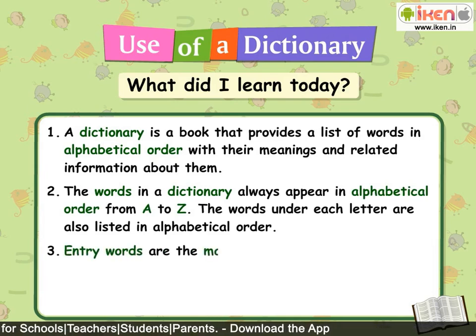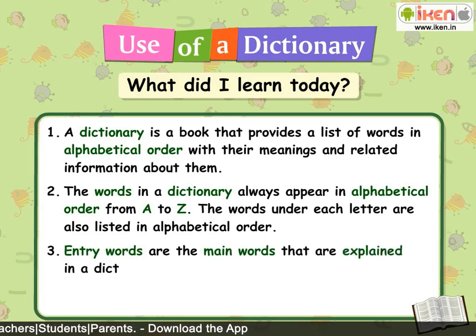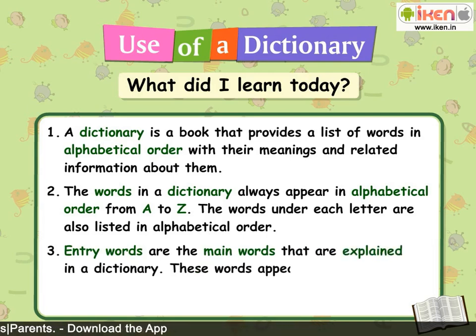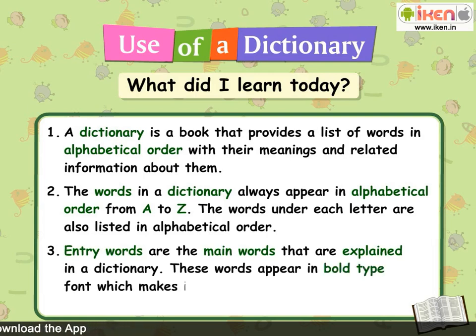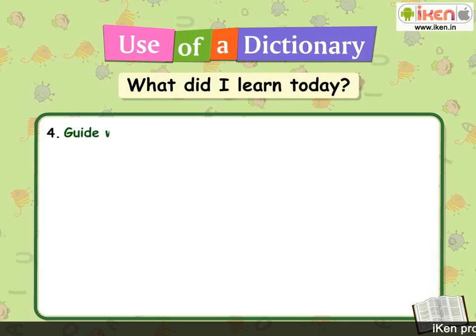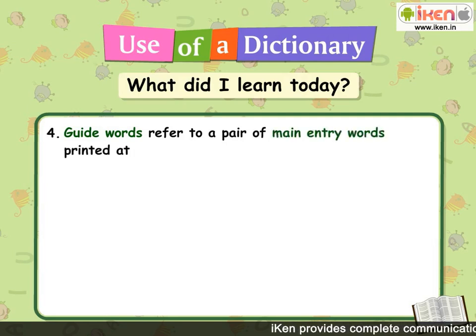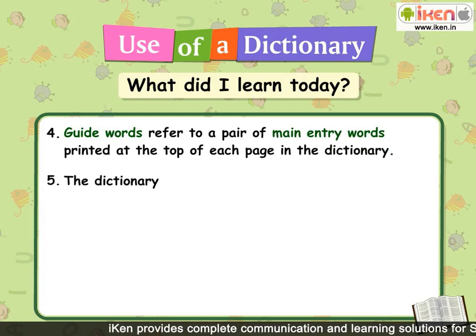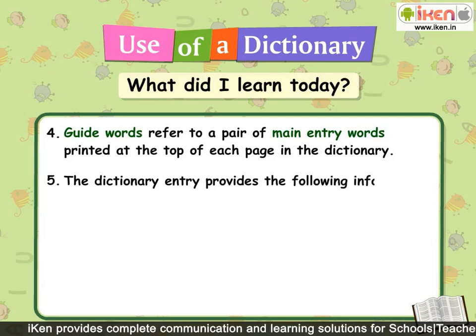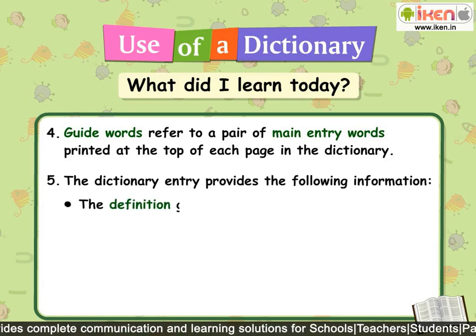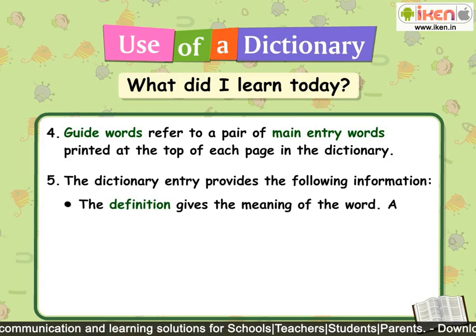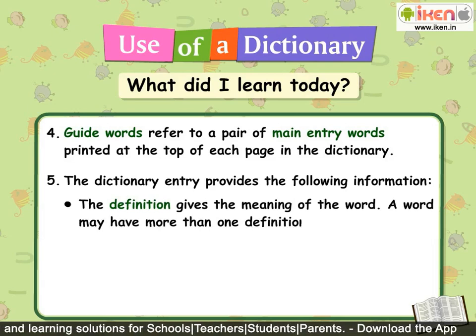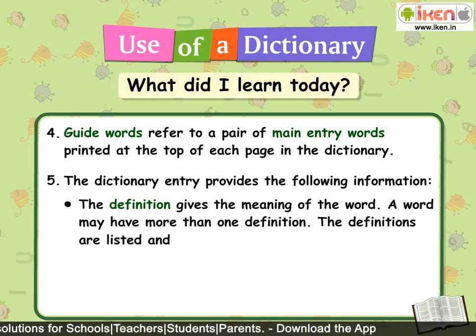Entry words are the main words that are explained in a dictionary. These words appear in bold type font, which makes it easier to locate the word. Guide words refer to a pair of main entry words printed at the top of each page in the dictionary. The dictionary entry provides the following information. The definition gives the meaning of the word. A word may have more than one definition. The definitions are listed and numbered.